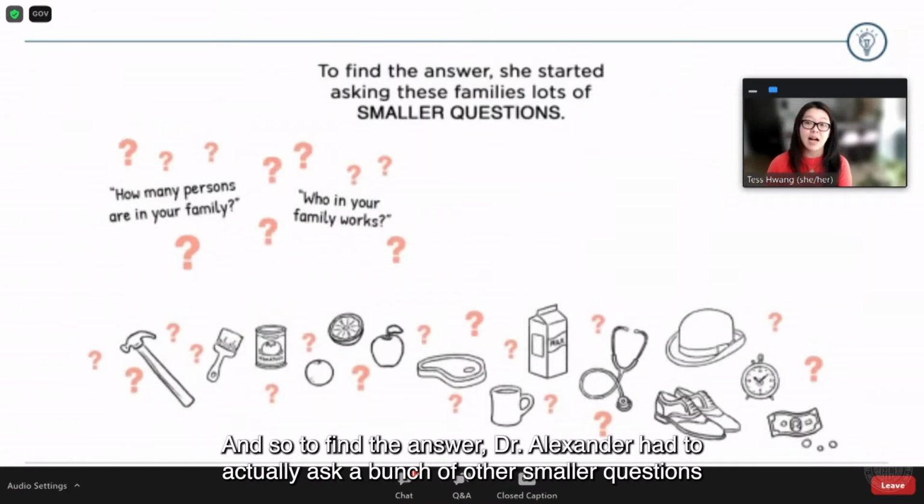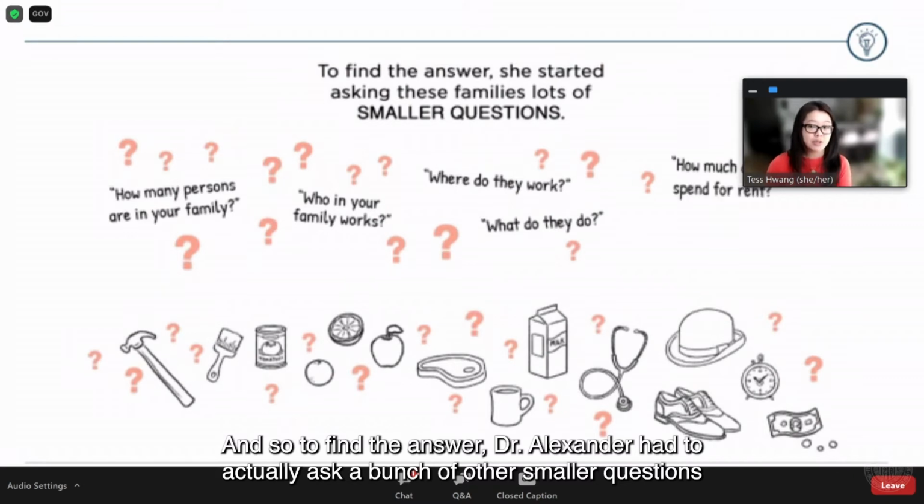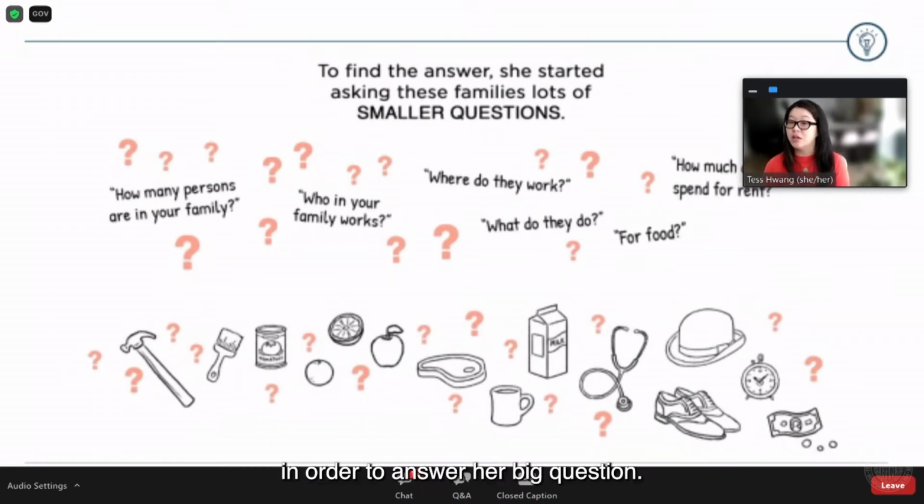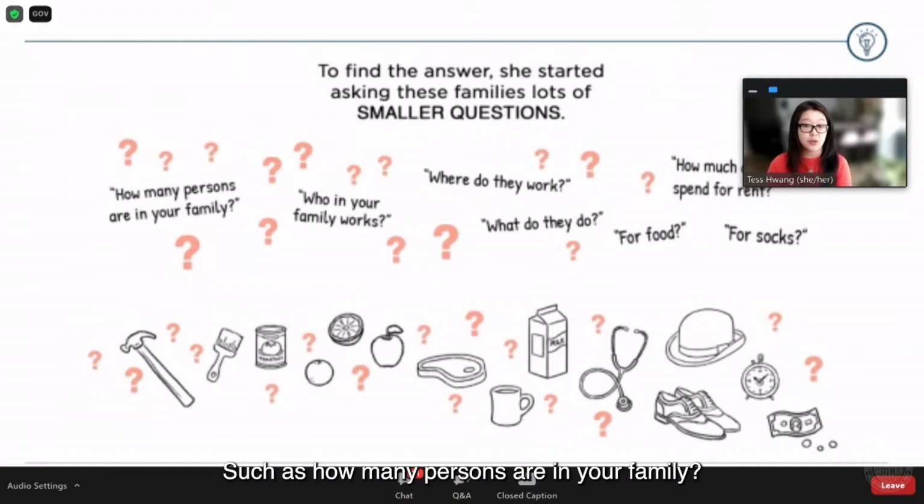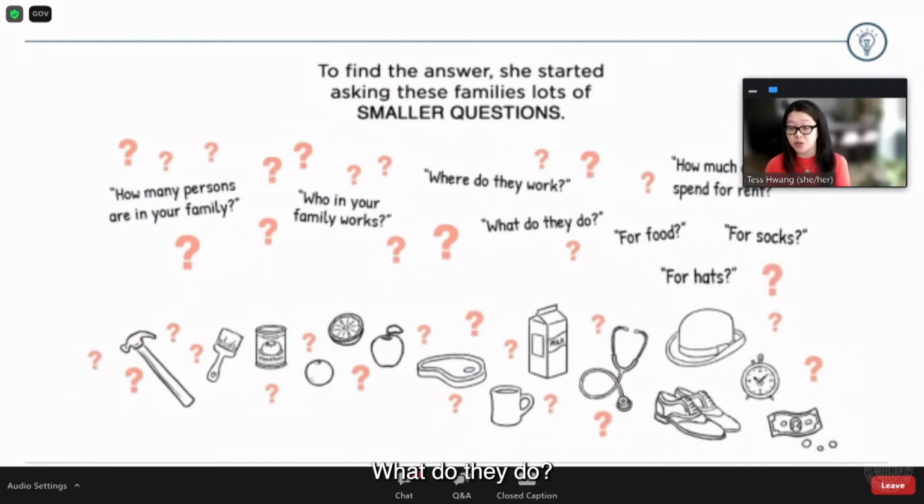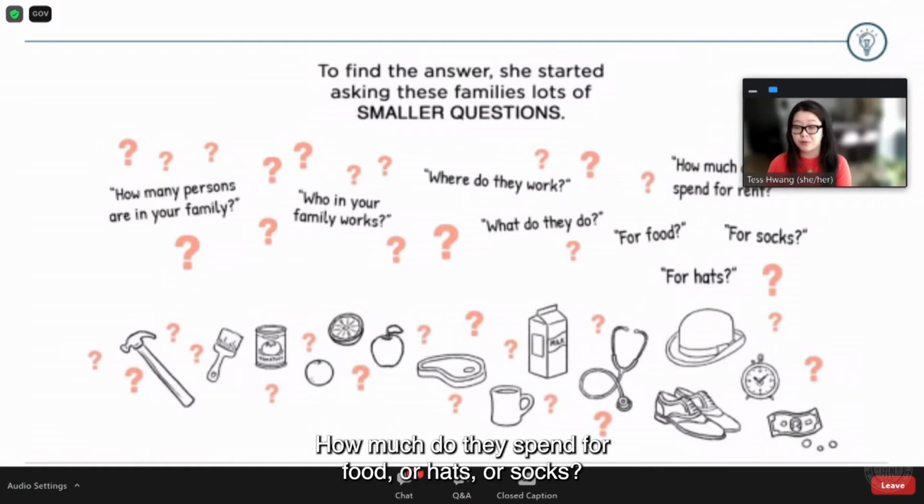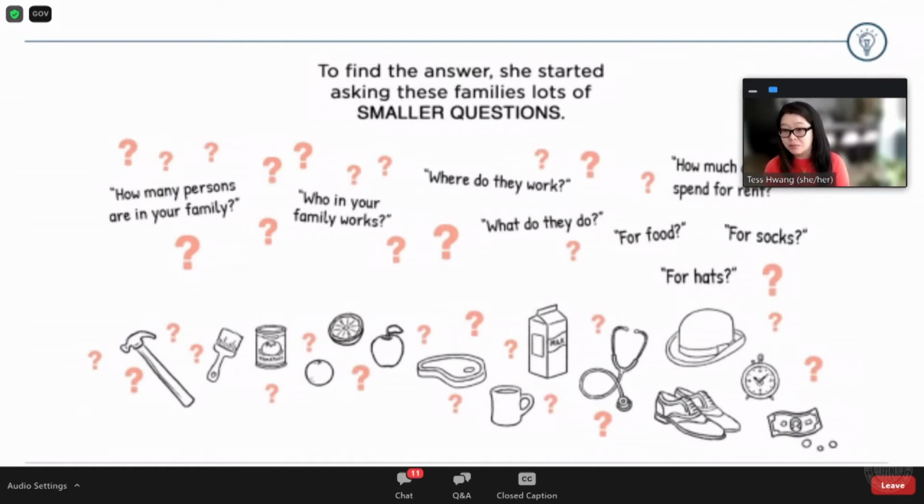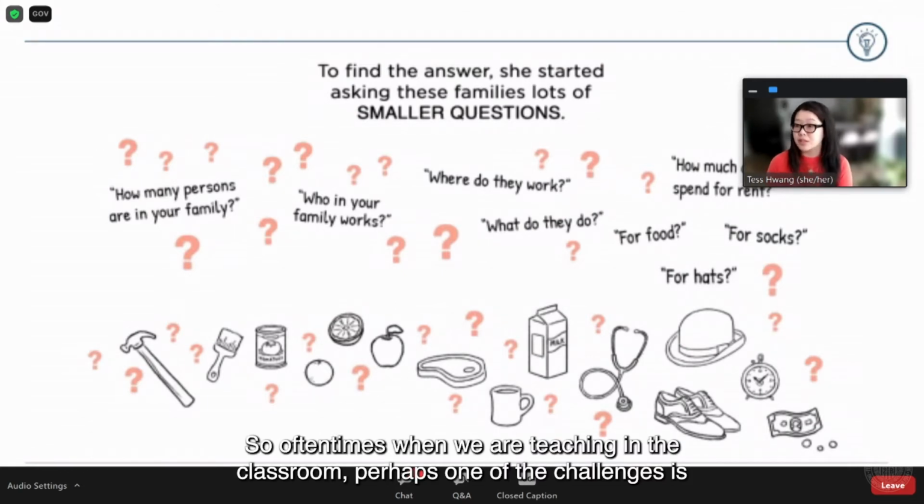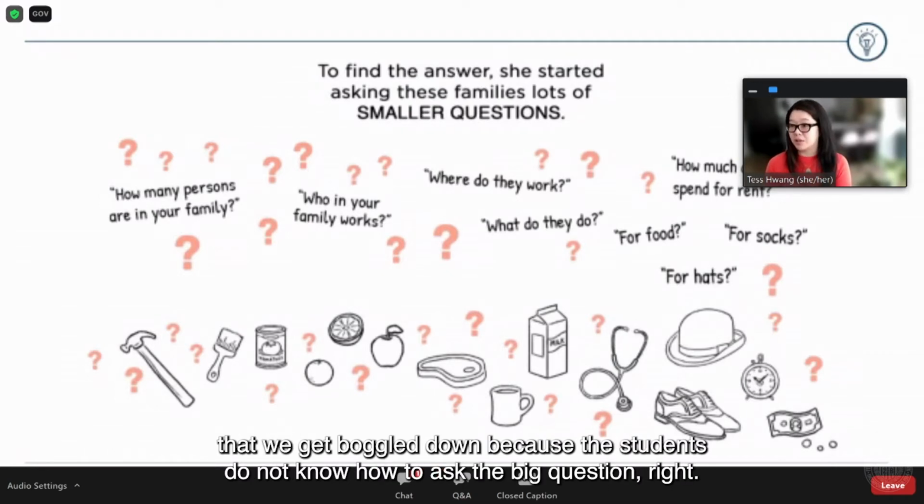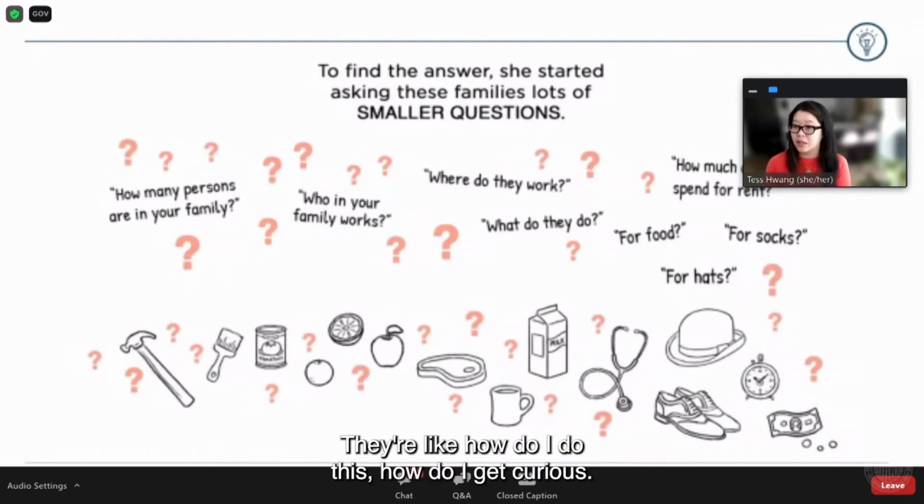And so to find the answer, Dr. Alexander had to ask a bunch of other smaller questions in order to answer her big question, such as how many persons are in your family? What do they do? How much do they spend for food, for hats, for socks? So oftentimes when we're teaching in the classroom, perhaps one of the challenges is that we get bogged down because the students do not know how to ask the big question, right? They're like, how do I do this? How do I get curious?